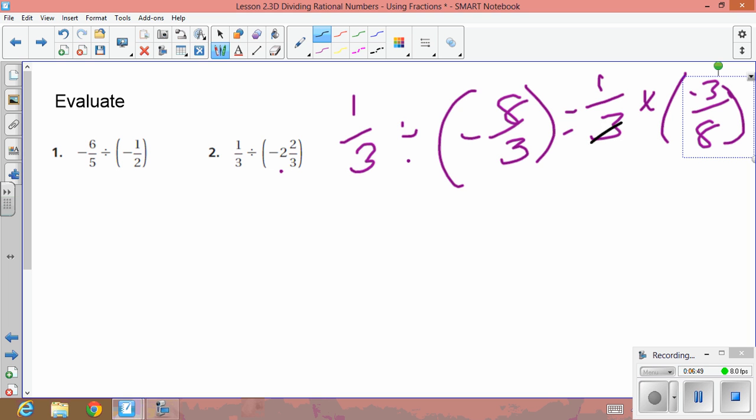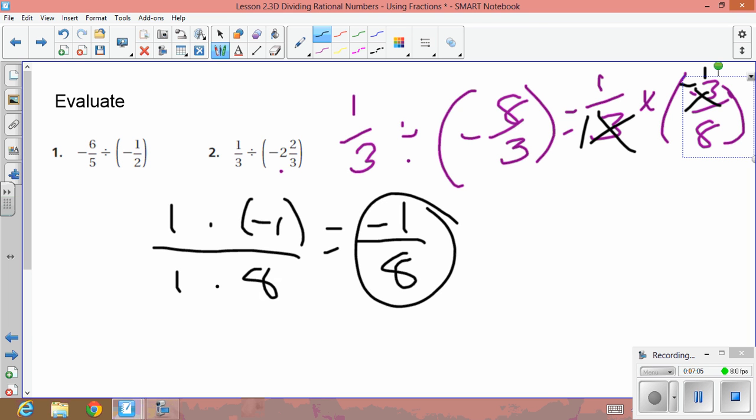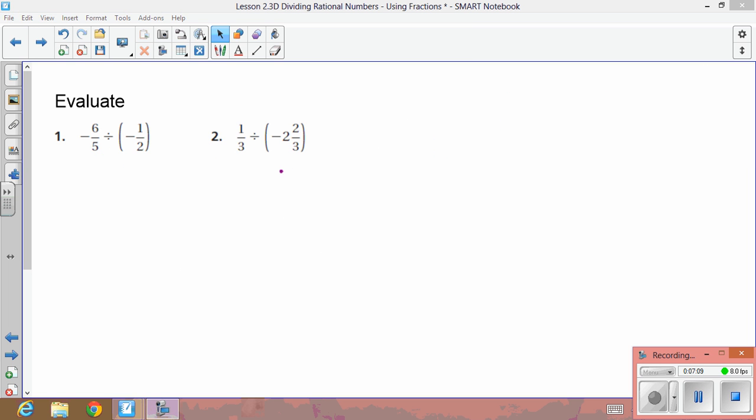We can cross-reduce our 3's to make this 1, and this is negative 1. So our numerator is 1 times negative 1, and our denominator is 1 times 8. Our final answer is negative 1, signs are different, over 8. Okay, let's go to the next page.